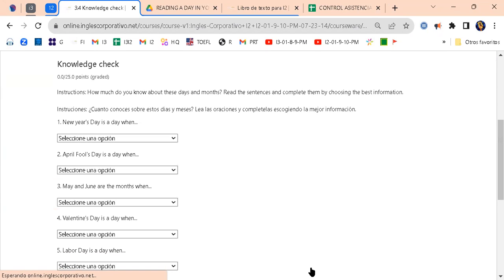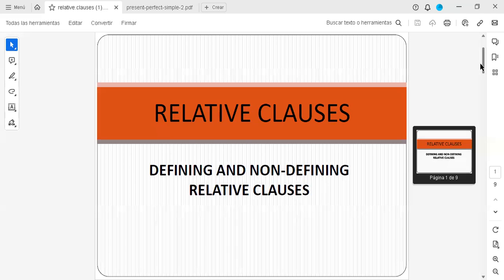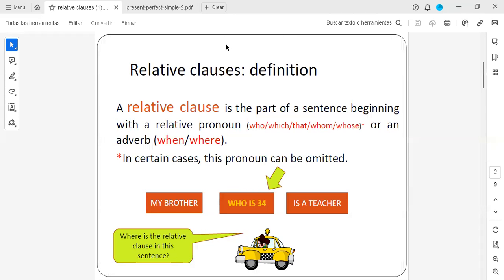I'm gonna show you an exercise, but before doing so, I'm gonna show you how to use this relative clause. Basically, we have two types of relative clauses: defining relative clauses and non-defining relative clauses. But we need first to understand what a relative clause is.